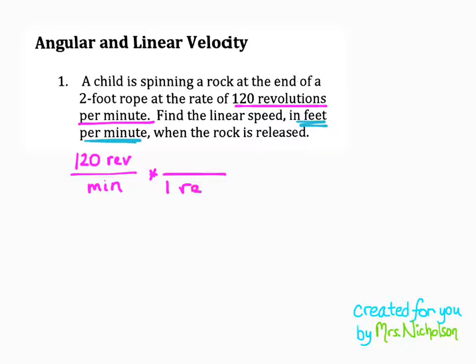And so I'm going to multiply by 1 revolution here on the bottom. And I know that 1 revolution of the rock is going to be equal to the circumference of the circle that rock is making. Circumference is 2 times pi times r. And in this case, my r is 2 feet. So revolutions cancel out. And if I look at my units that I have left remaining, I've got feet per minute, and that is exactly what I want for my answer. So I'm ready to multiply everything together.